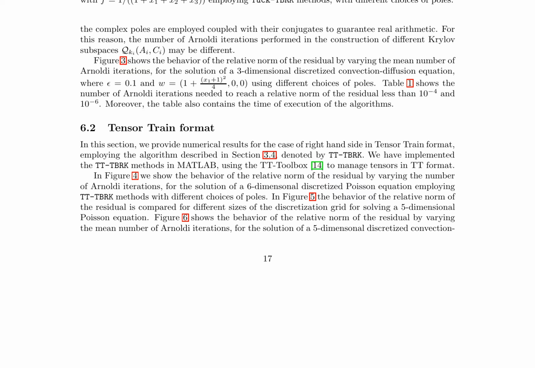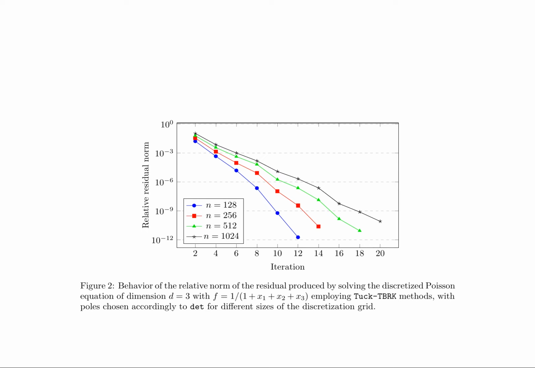Table 1 shows the iterations and time needed to reach a relative norm of the residual less than 10^-4 and 10^-6 for the solution of a discretized convection diffusion equation of dimension d equals 3 with f equals 1, 1 plus x1 plus x2 plus x3, employing TUC-TBRK methods with different choices of poles. The complex poles are employed coupled with their conjugates to guarantee real arithmetic, which may result in different numbers of Arnoldi iterations. Figure 3 illustrates the behavior of the relative norm of the residual by varying the mean number of Arnoldi iterations for the solution of a three-dimensional discretized convection diffusion equation using different choices of poles.